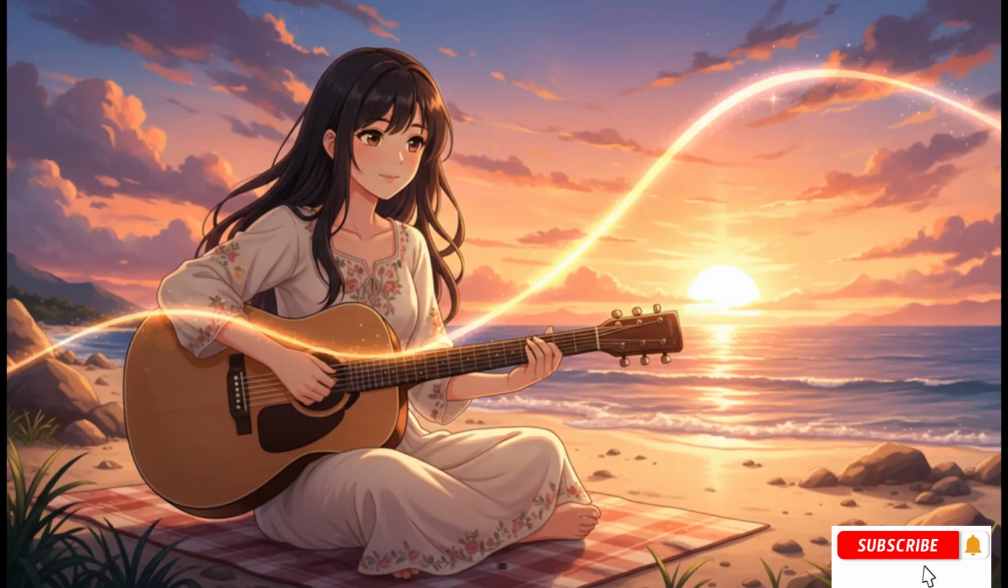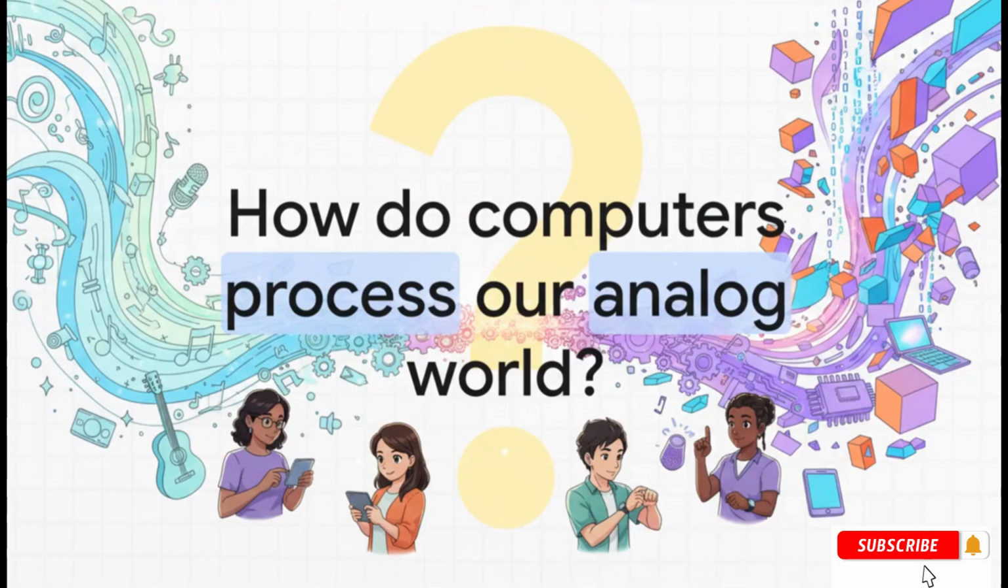The sound of a guitar, the light from the sun, they all exist as what we call analog signals. Just think of a smooth, continuous wave flowing through time. It's kind of the natural language of the universe. But here's the thing. Your laptop, your phone, they don't get waves. They don't speak analog. They speak in numbers, pure and simple. So the big question is, how do we bridge that gap?